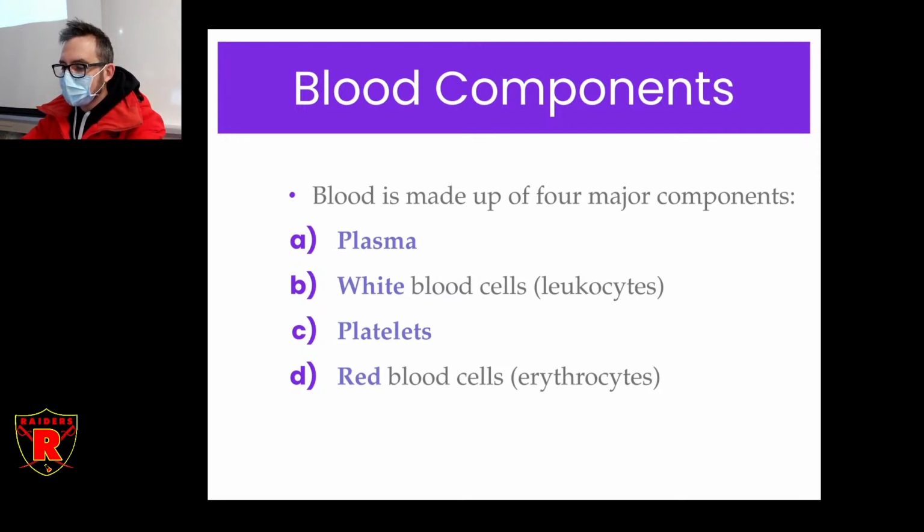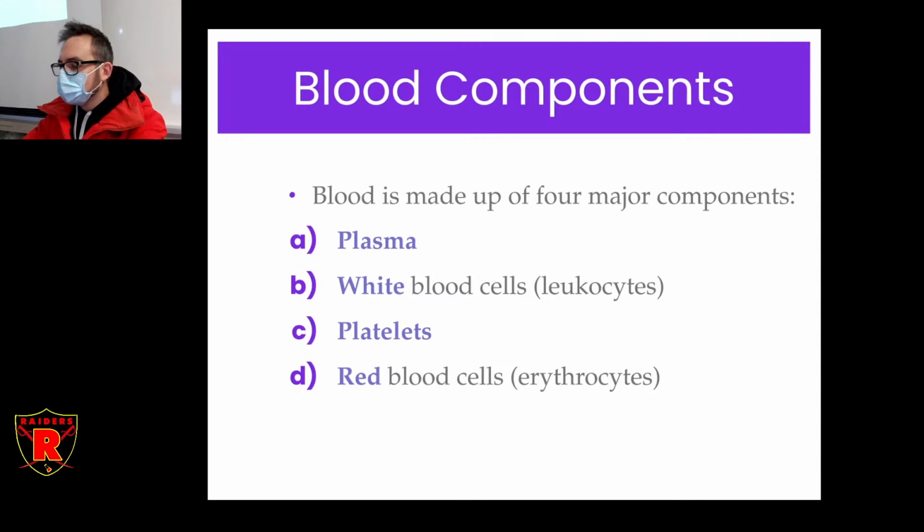We'll do it here. So plasma, white blood cells, which are mostly leukocytes. Those are your immune cells. Platelets, which are little nets for fixing leaks. And your red blood cells, otherwise known as erythrocytes.